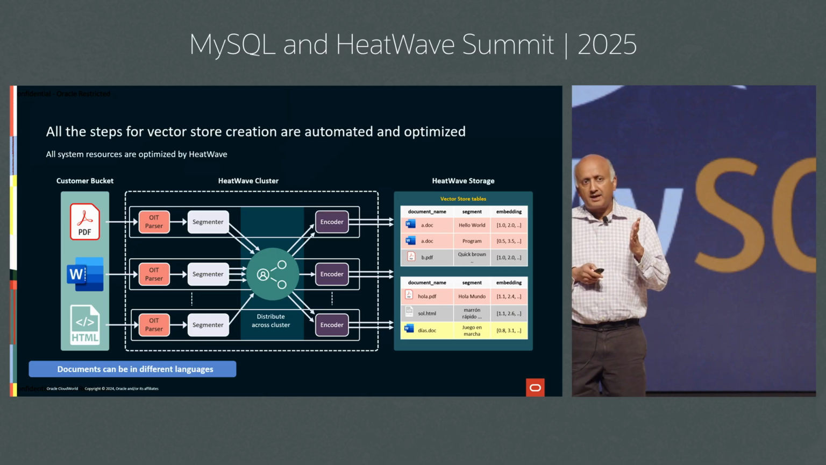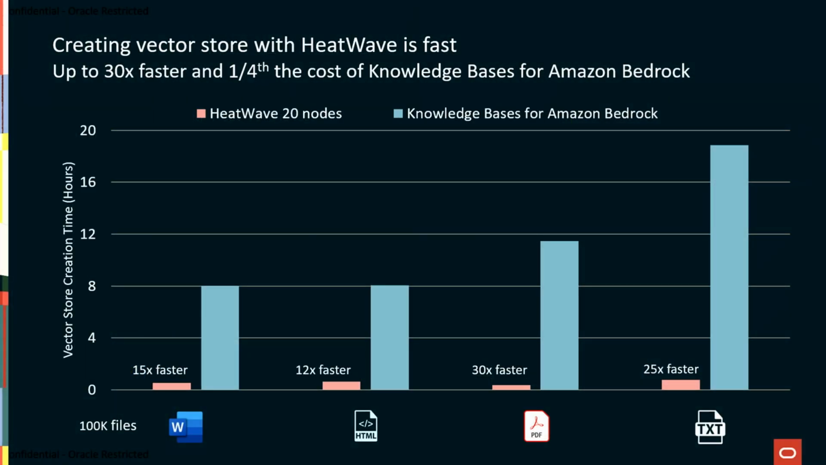than you would get with off-the-shelf products. So here's a third party which did a comparison using HeatWave Generative AI to create a vector store with the AWS Bedrock. And the y-axis over here is in hours. The performance of creating a vector store with HeatWave was up to 30 times faster. Right? So 30 times faster, and basically there is no cost for HeatWave, but even if you were to provision a cluster just to create the vector store, it would be 1/4 the cost.